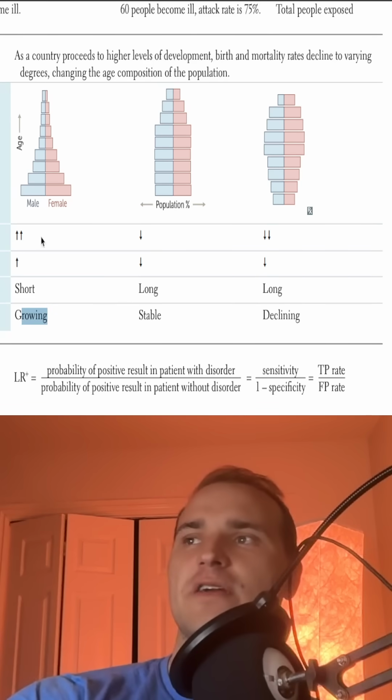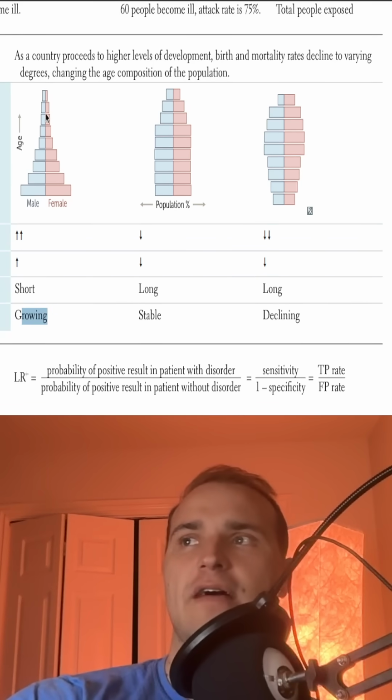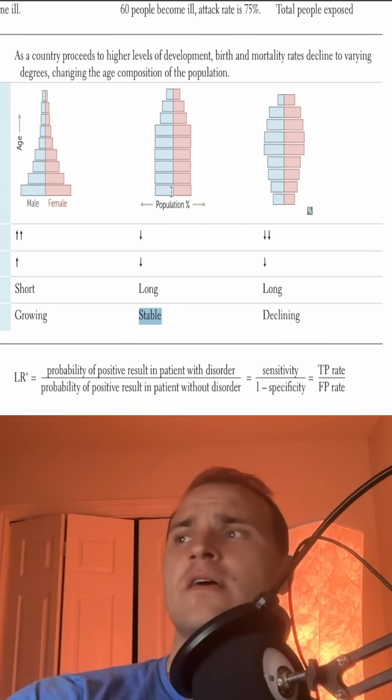Okay, so the population here is going to be growing because look at that. It's like a wave coming. All these people are going to grow. They're going to have kids, etc. Here, it's going to be stable. Look at that. Nice and stable. You got a nice little birth rate. People aren't dying so frequently.